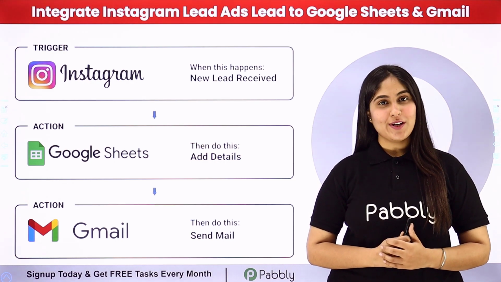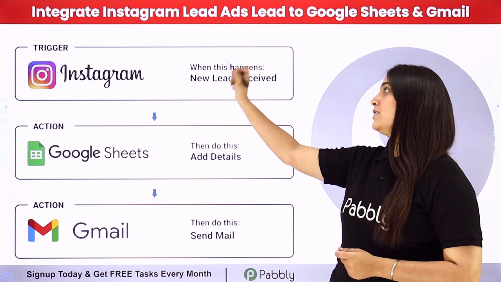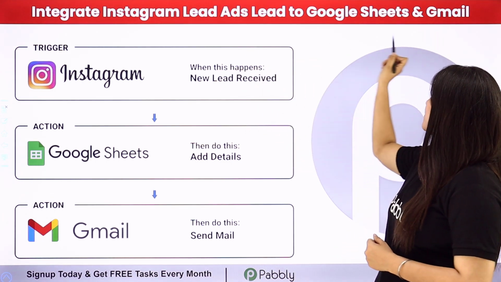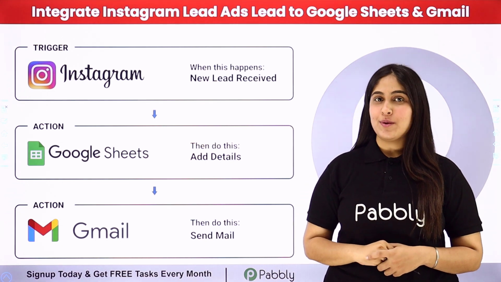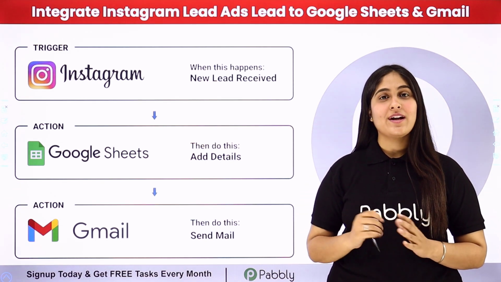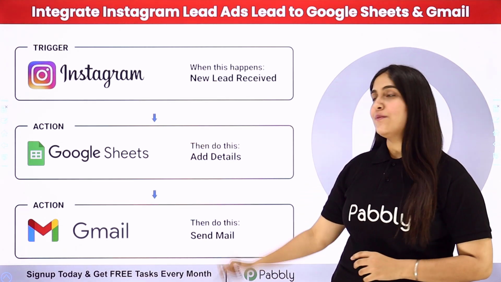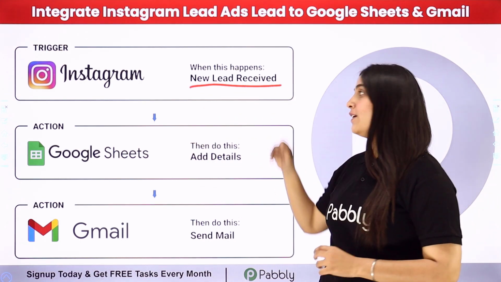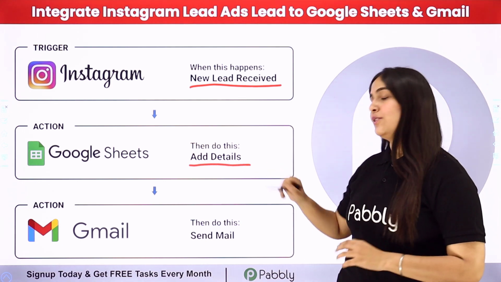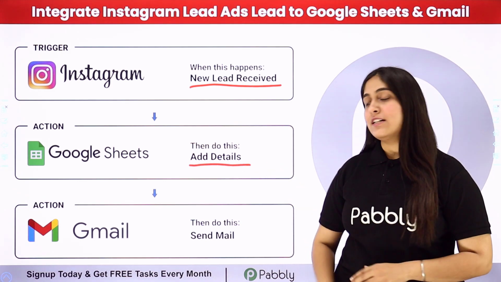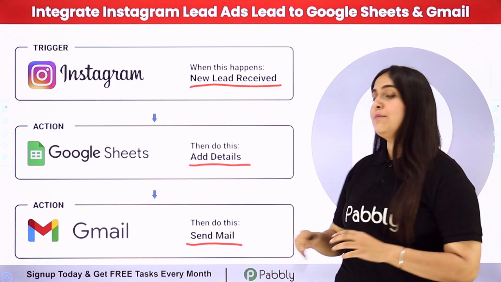So in this video we are going to learn how to integrate Instagram lead ad leads to Google Sheets and Gmail. Here I am an owner of a business, and to promote my business I am running an Instagram lead ad. In this case I want whenever a new lead is received, automatically that lead detail should be added in my Google Sheet as a new row, and then these lead details should be sent as a mail to my sales team members.